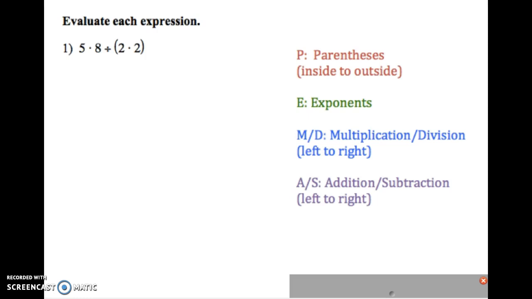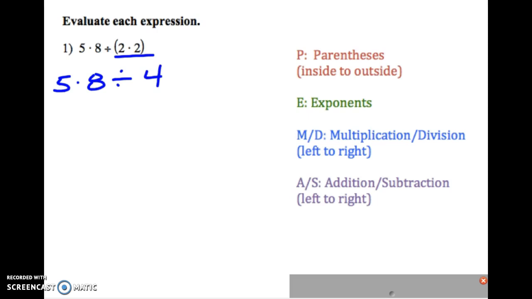So if we look at this problem that we're doing, we have a set of parentheses, so we have to do the 2 times 2 first. So we leave the 5 times the 8. Hopefully you realize that was a division sign, not a plus sign. And the 2 times 2 should give us 4.